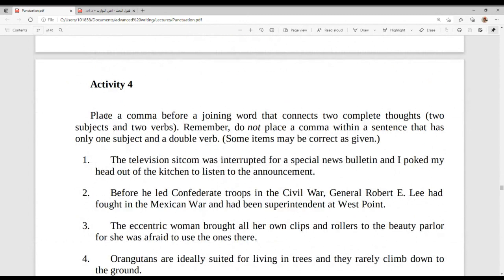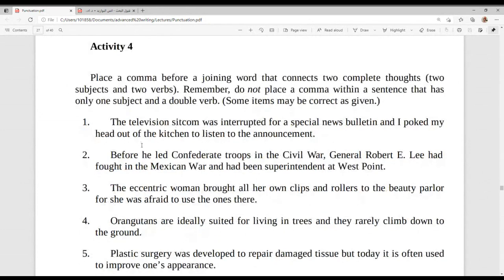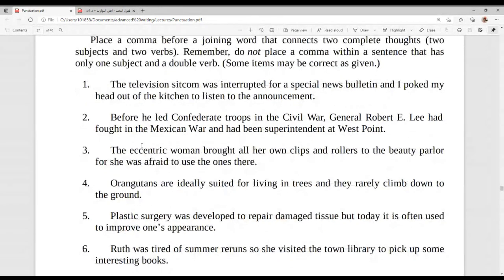Now, this is an activity here. Place a comma before a joining word that connects two complete thoughts, two subjects, and two verbs. Remember, don't place a comma within a sentence that has only one subject and a double verb. Some items may be correct as given. Look here. The television sitcom was interrupted for a special news bulletin, and I poked mine. What do you think?